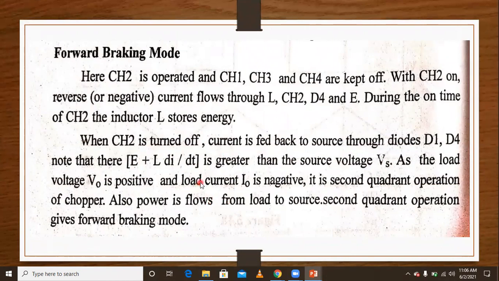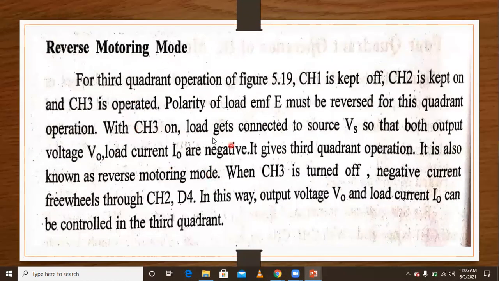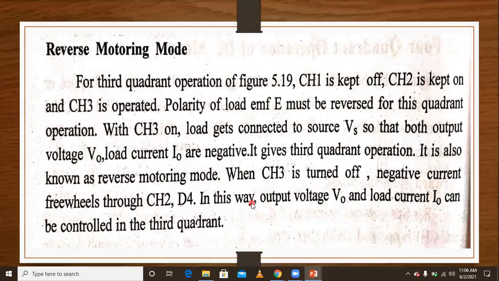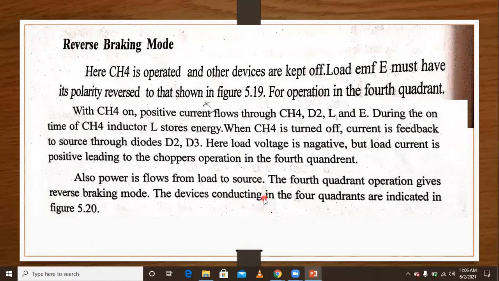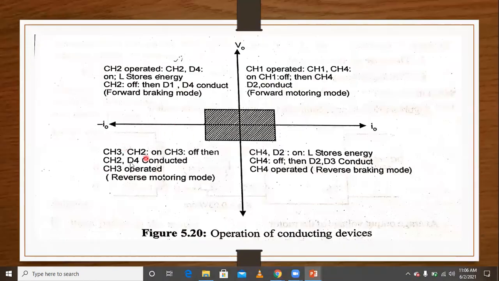Then forward braking mode. Understood? And then coming to the next concept, that is called reverse motoring mode. In the reverse motoring mode, voltage and current both are opposite now. In reverse motoring mode, in this load, the voltage V0 and current I0 both are negative. It is rotating in a reverse direction.